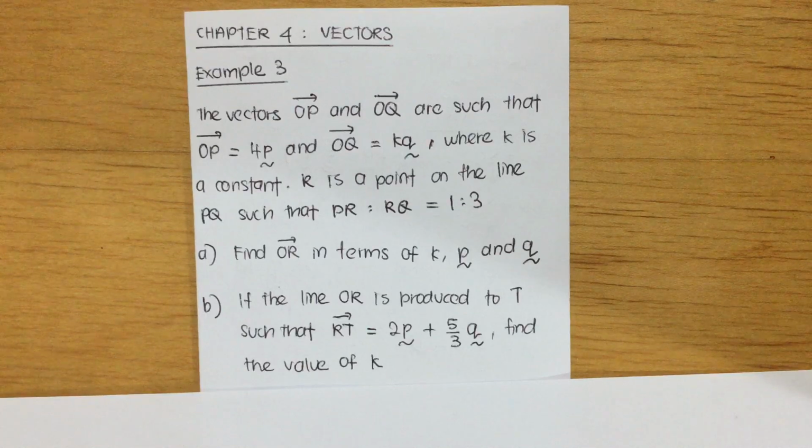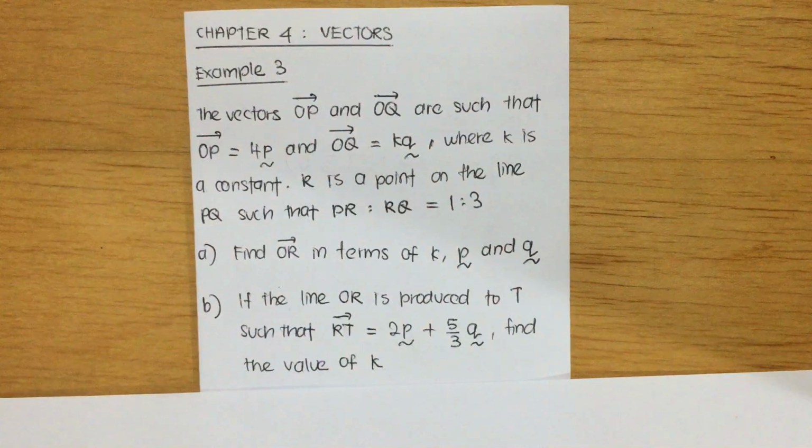The vectors OP and OQ are such that vector OP is equal to 4P and vector OQ is equal to KQ, where K is a constant. R is a point on the line PQ such that PR is to RQ is equal to 1:3. Question A asks to find vector OR in terms of K, P and Q.